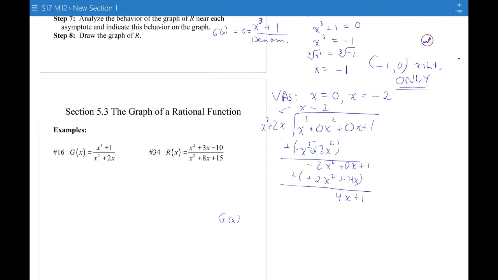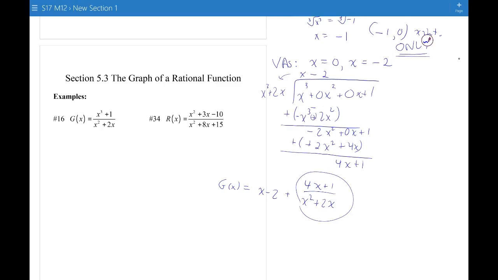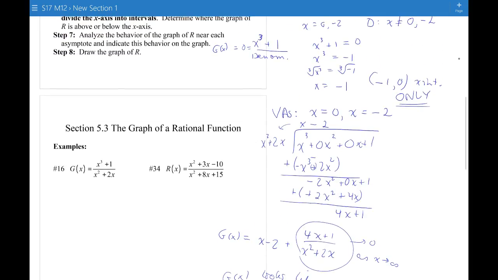So g of x is the same function as x minus 2 plus the remainder, 4x plus 1, over the divisor. And you don't stop until the remainder is 1 degree lower than the divisor that you're dividing by. So now we can see that this part of the function goes to 0 as x gets really large. So g of x looks like y equals x minus 2, an oblique line as x gets large. So this is an oblique asymptote, or a slanted asymptote.